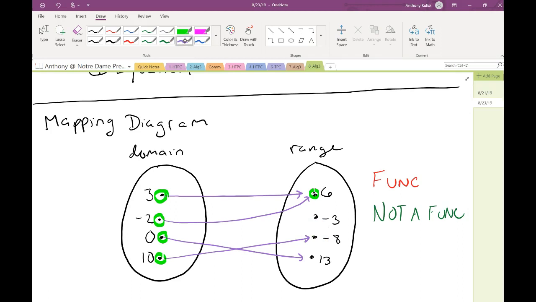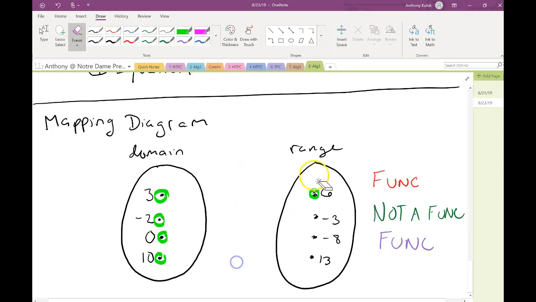Yes. Everything in the domain is used, and they only go to one place. Does it matter that some of them go to the same place? No. Does it matter that some of the ranges are not used? No. This one is a function. Again, 3 only goes to 6. -2 only goes to 6. The fact they're both going to 6 does not matter in terms of it being a function or not. Is everybody okay with that idea? Okay. And we'll do one more example.